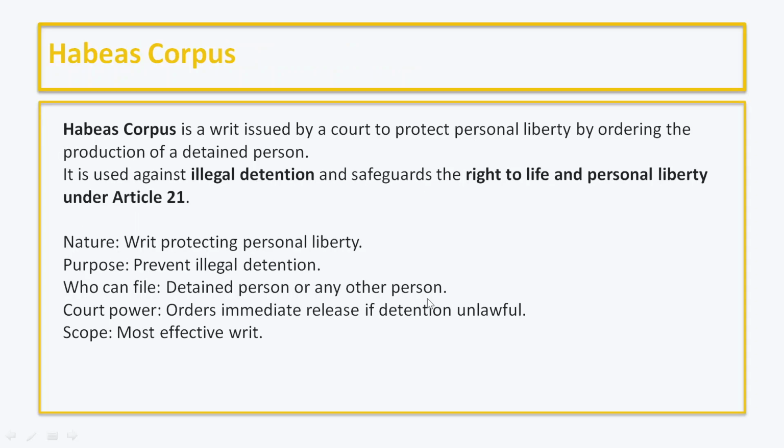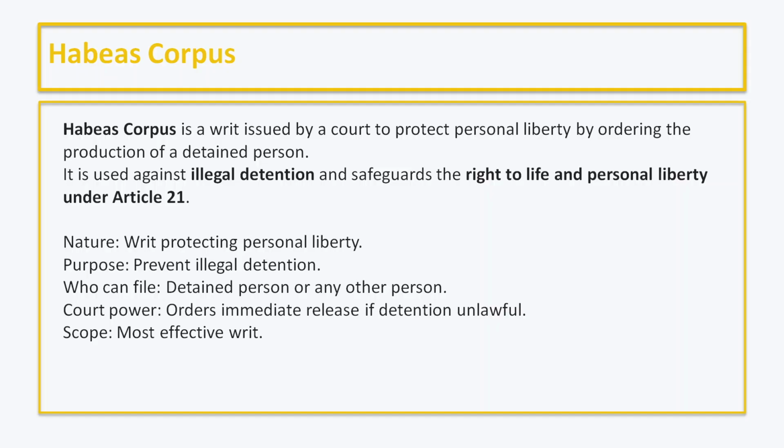Now let's go to the next question, that is habeas corpus. This is one of the most important concepts when we talk about personal liberty. The word habeas corpus may sound heavy for us, but the idea behind it is very simple. Habeas corpus literally means to produce the body. What does that mean in practical terms? It means that if a person is detained or arrested, the authority must justify that detention before the court.